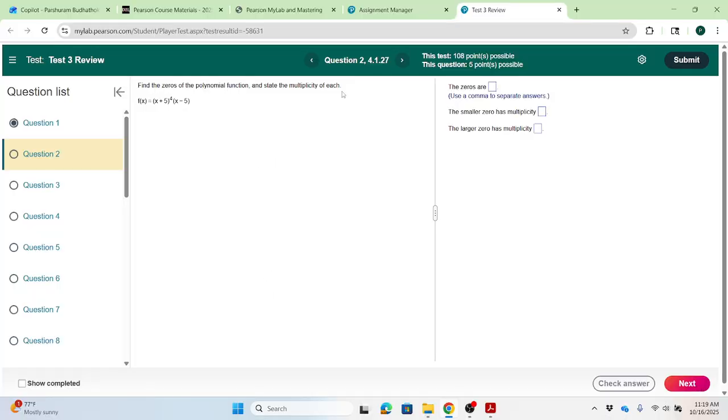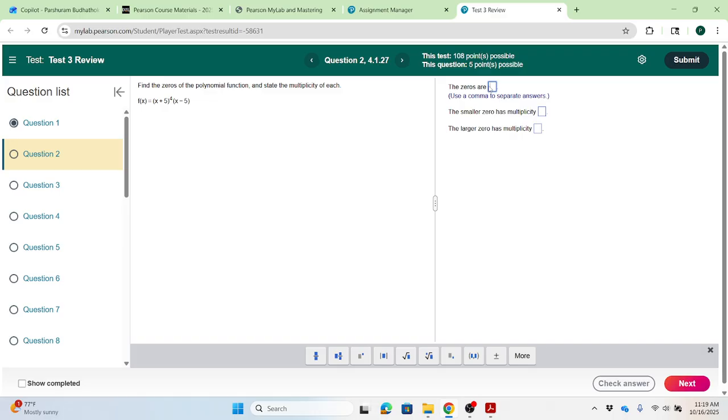Find the zeros of the polynomial function. Zeros can be found using this factor. x equal -5 makes this first factor 0 and x equal +5 makes this second factor 0. So 5 and -5 are the two zeros. The smallest zero here is -5, which has this exponent 4. That actually gives you the multiplicity 4. And then from the second factor we get the larger zero, which is +5, and the exponent on this factor is 1, so the multiplicity is 1.